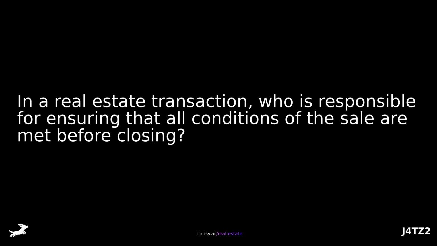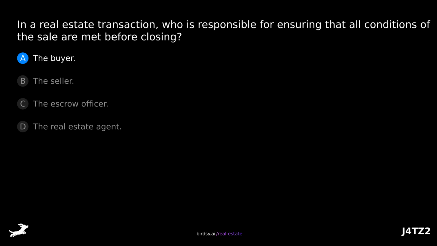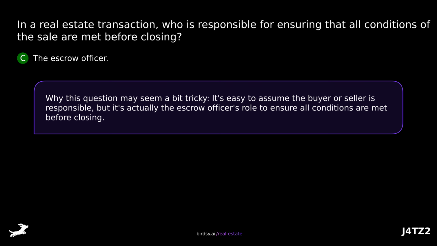In a real estate transaction, who is responsible for ensuring that all conditions of the sale are met before closing? Is it A, the buyer, B, the seller, C, the escrow officer, or D, the real estate agent? The answer is C, the escrow officer. Why this question may seem a bit tricky: it's easy to assume the buyer or seller is responsible, but it's actually the escrow officer's role to ensure all conditions are met before closing.